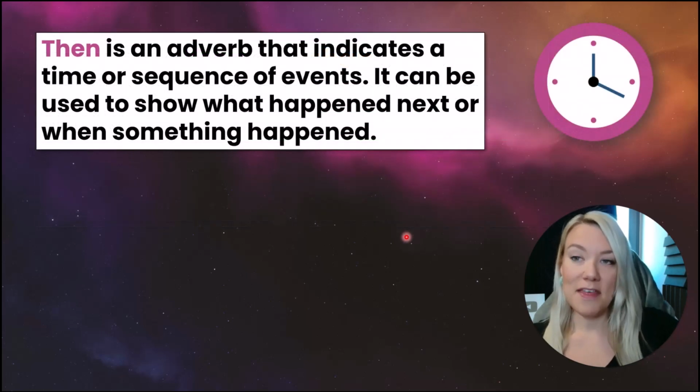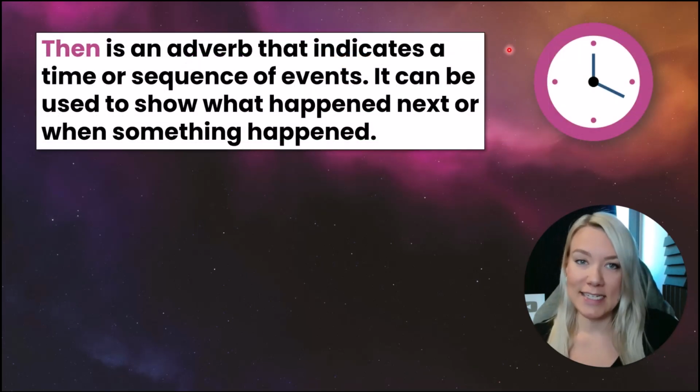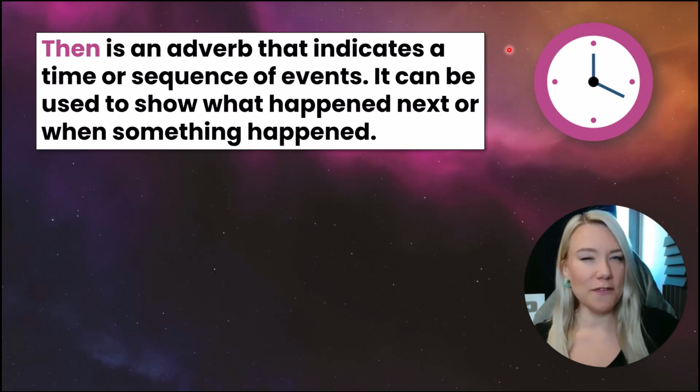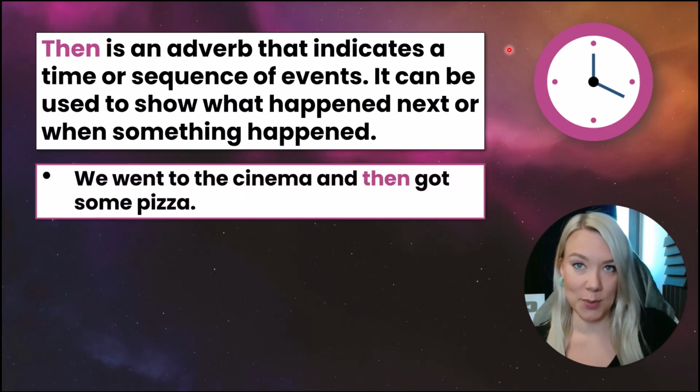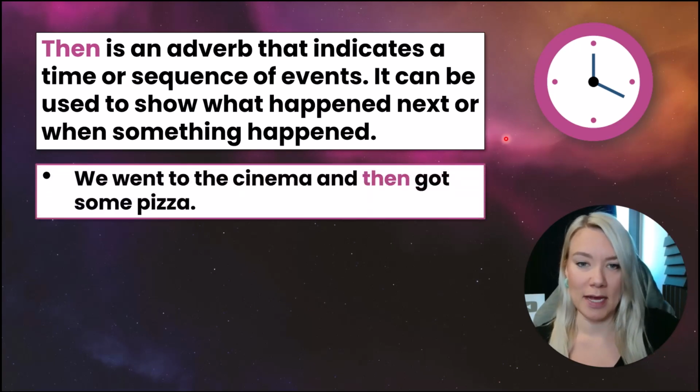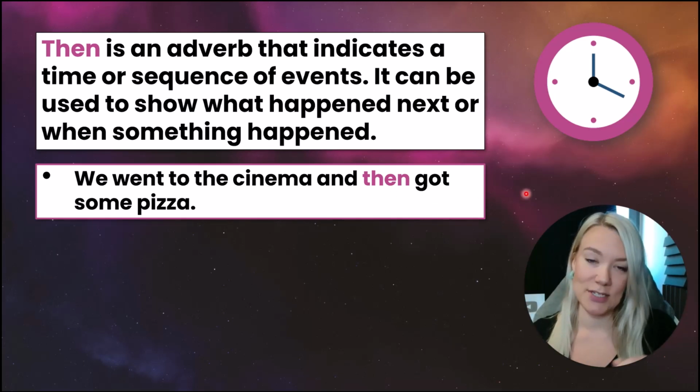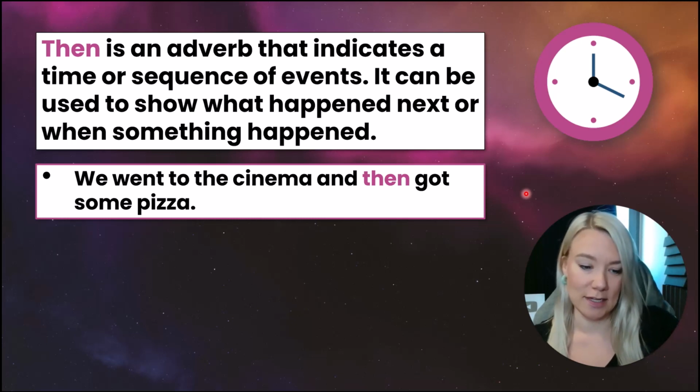So first of all, then is an adverb that indicates a time or sequence of events. It can be used to show what happened next or when something happened. So if you're writing a sentence and it has something to do with time or a sequence of events, use then. For example, we went to the cinema and then got some pizza. So first, they went to the cinema, and after that, or then, they got pizza.